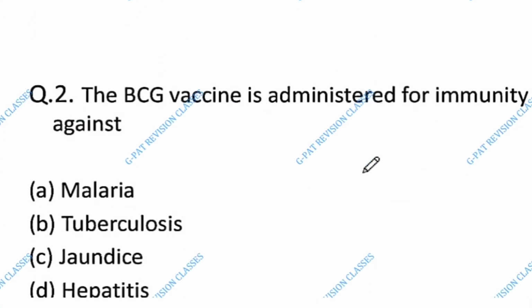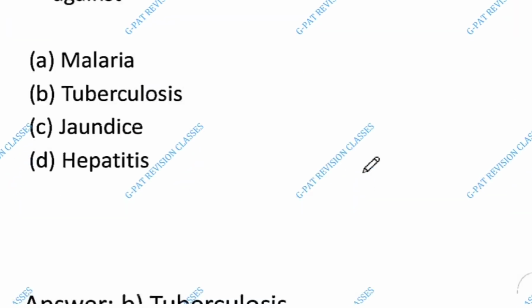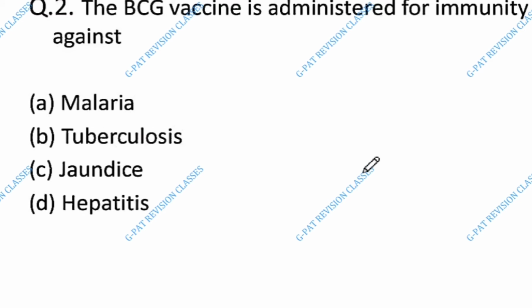Next is question number 2. The BCG vaccine is administered for immunity against tuberculosis. Answer is B.